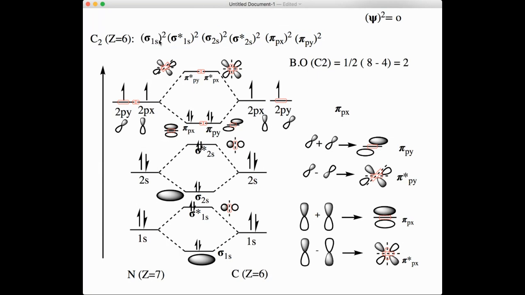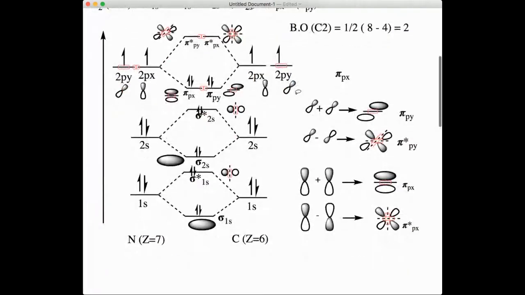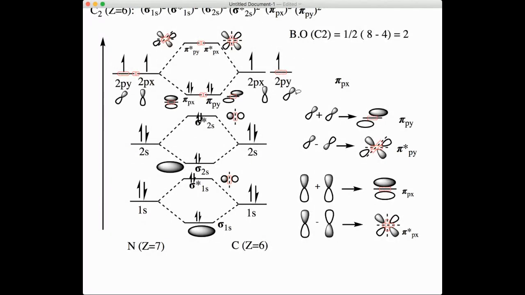Okay, here we go. All right, guys. So now we're gonna move on to nitrogen. Okay, so the atomic number of nitrogen is 7. So we are kind of increasing the complexity of this problem because now we have to determine what would be the electronic distribution for the molecule of nitrogen.